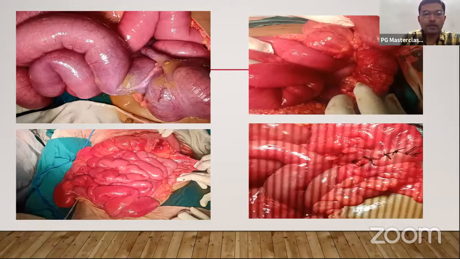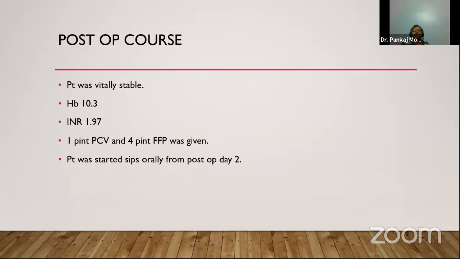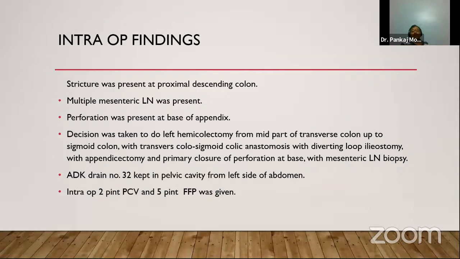So these were the intraoperative findings. Here the appendix is minimally inflamed. Here is the stricture, and this is the picture after the closure. So go back. Post-op ward. Okay. So was it all right? Madam, what do you say?